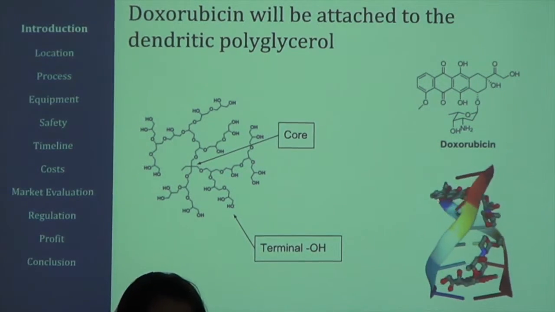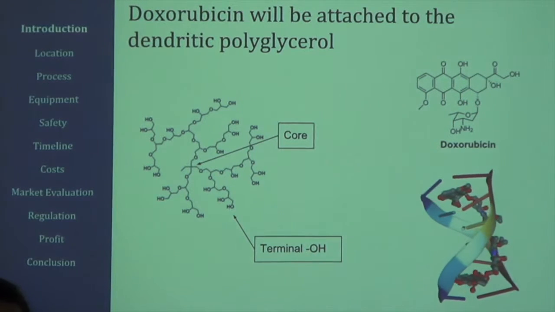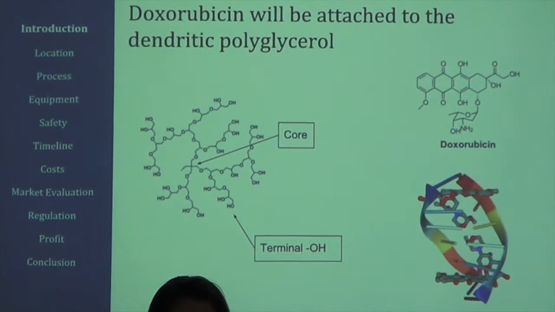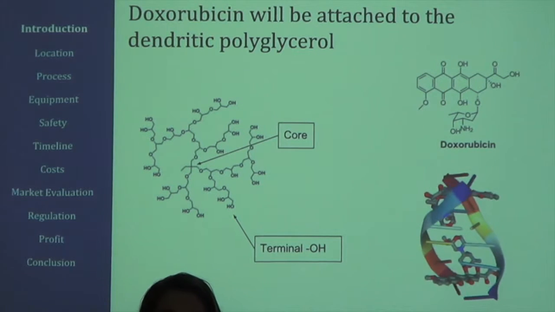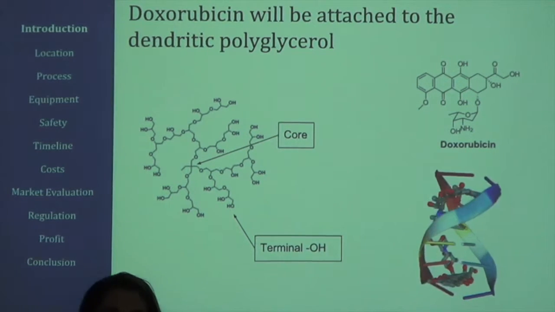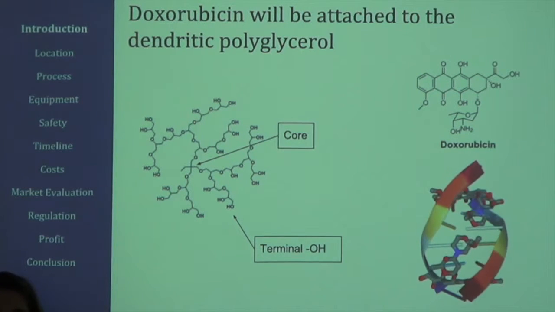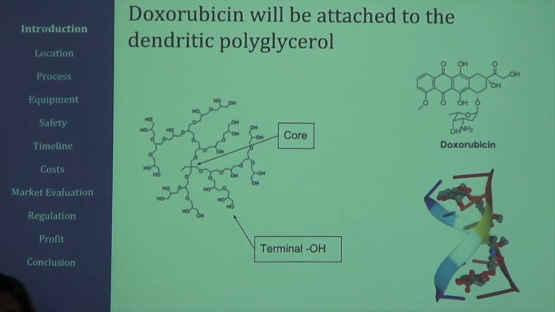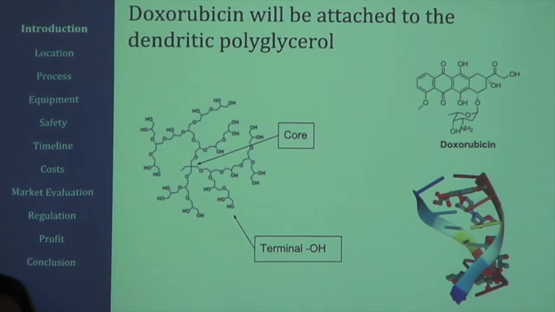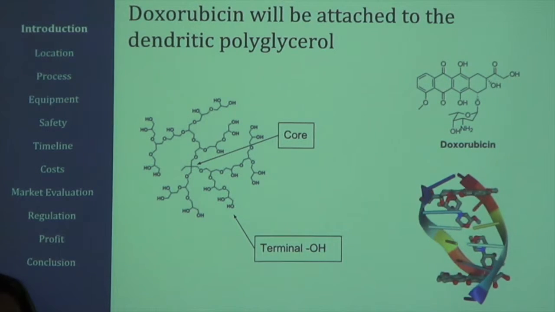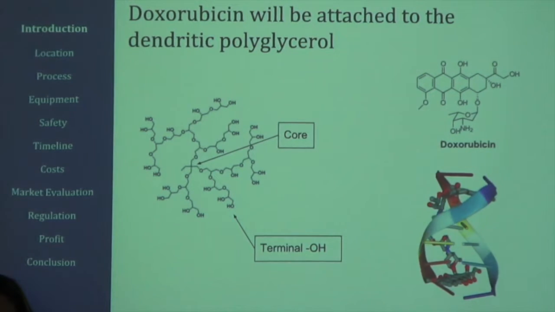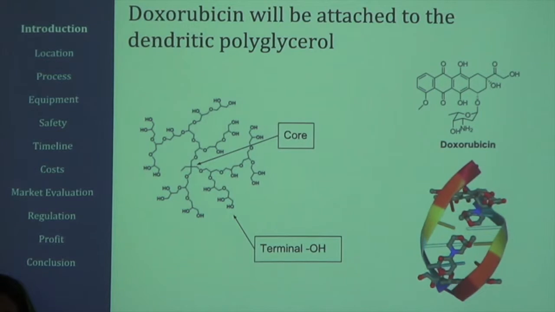And once the polymer has been synthesized to about 100 nanometers, we're going to add something called a pH-sensitive linker, and that's what's going to help us get the polymer to the location. So cancer cells have very acidic extracellular environments, so that pH-sensitive linker actually allows the dendritic polyglycerol to essentially disintegrate and release the doxorubicin in an acidic environment.